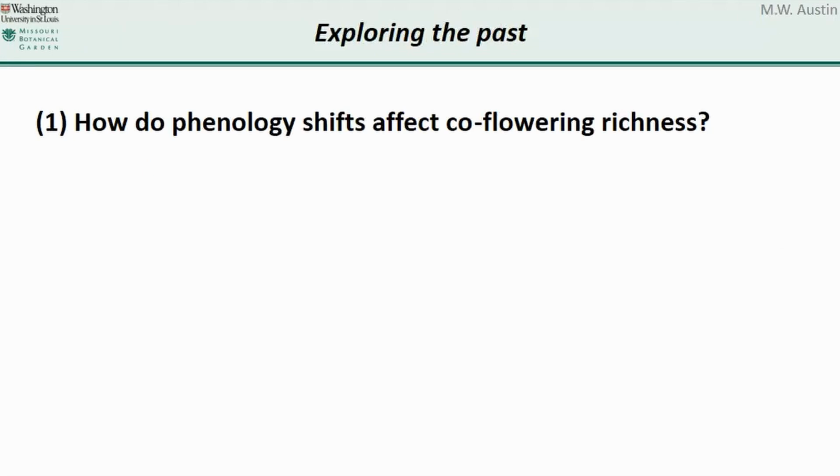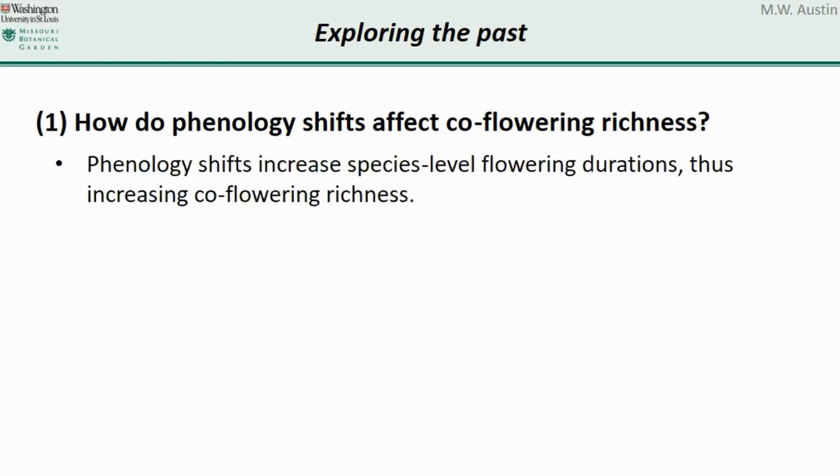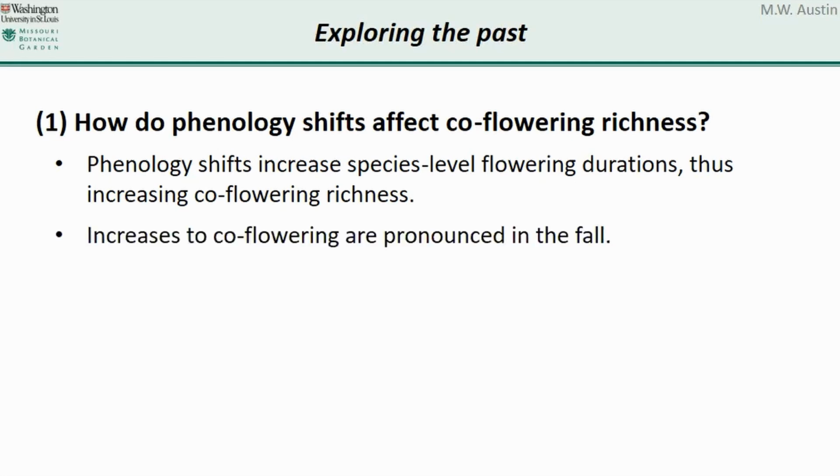So circling back to the question that motivated this work, how do changes to flowering time affect co-flowering richness? I've found that changes to flowering time affect individual species flowering duration, which, by increasing species-level flowering durations, increase co-flowering richness at the community level. And there's an interesting seasonal effect to those changes in co-flowering, where co-flowering is particularly pronounced in the fall.